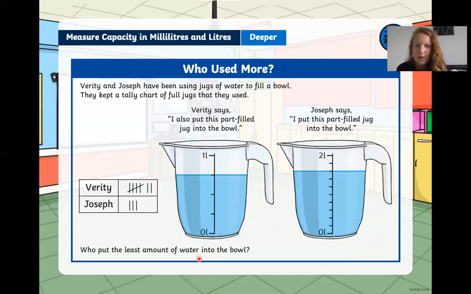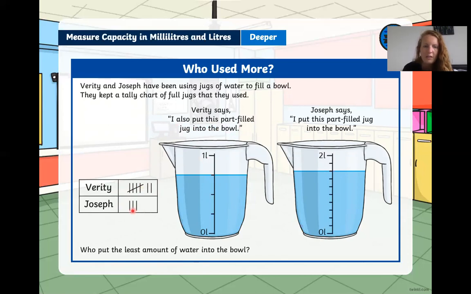So Verity and Joseph had been using jugs of water to fill a bowl. They kept a tally chart full of jugs that they have used. So you can see here that Verity has already used 5, 6, 7 liters. And then she still has this one. I also put this part-filled jug into the bowl.